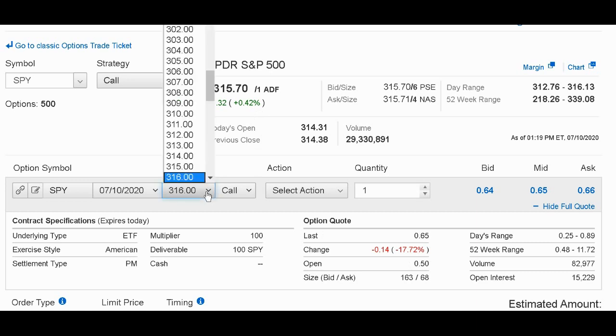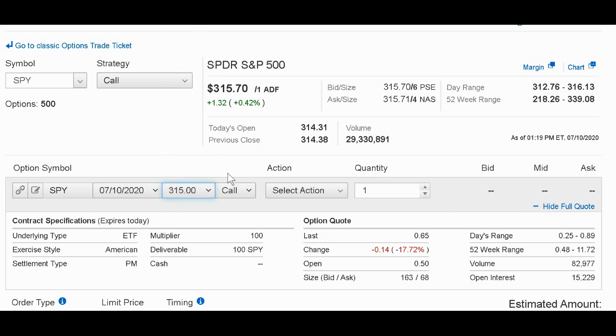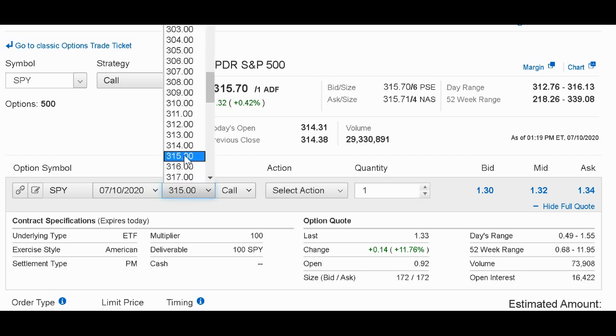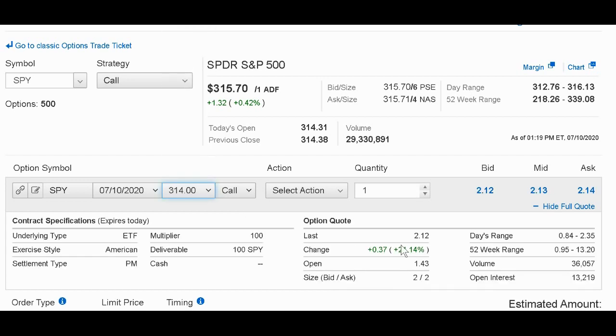What about in the money? Aha. Let's look at 315. The in the money, the one strike in the money one, it went up 11 or 12%. How about two strikes in the money? Let's take a look at 314. Went up 21%. So can you see why I'd rather buy something in the money?